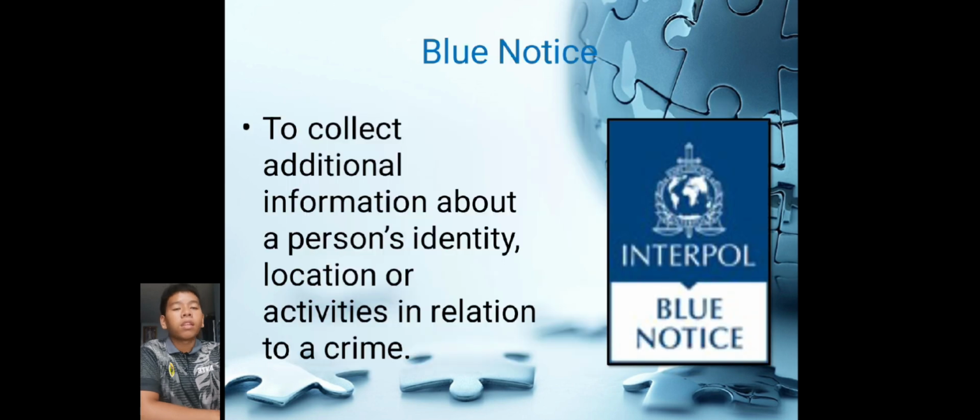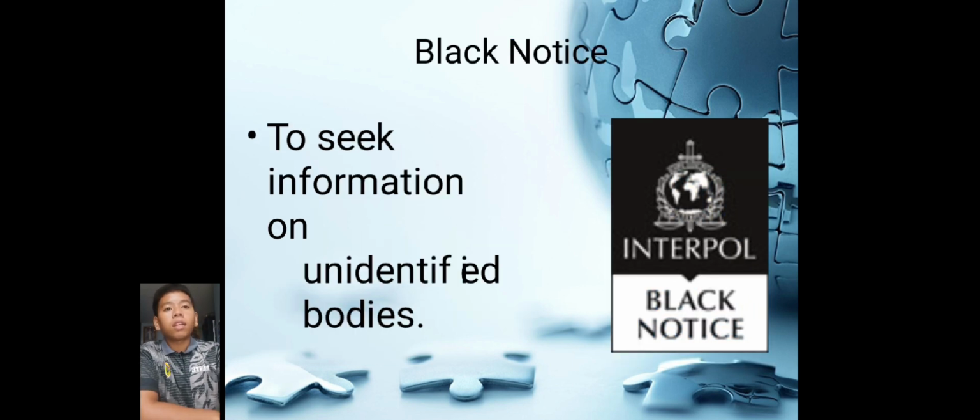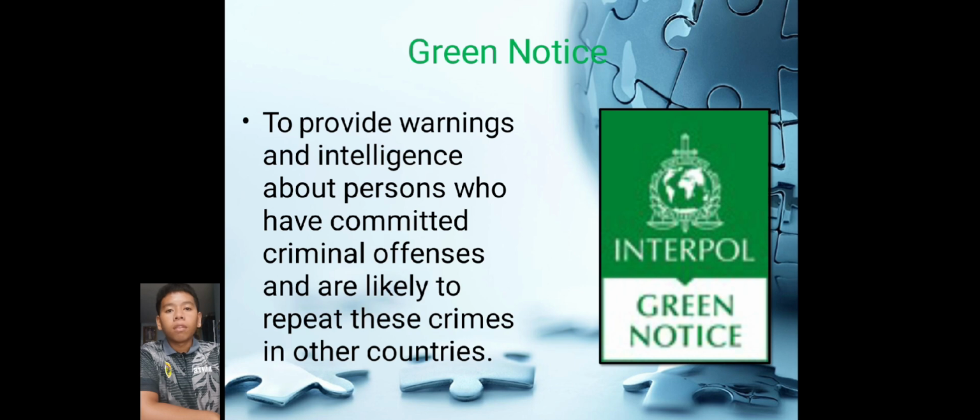And the blue notice is to collect additional information about a person's identity, location, or activities in relation to a crime. And the black notice is to seek information on unidentified bodies. This is where, if they find a dead body that they cannot identify, they can issue a black notice. And the green notice is to provide warnings and intelligence about a person who has committed a criminal offense and is likely to repeat these crimes in other countries.